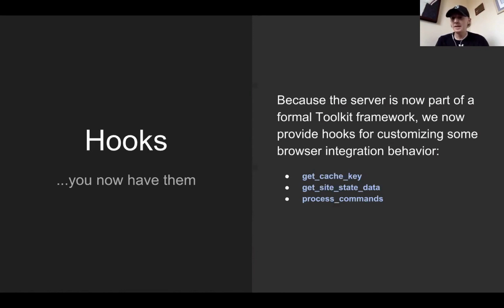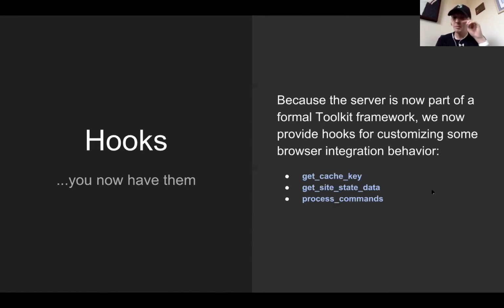What the get site state data hook method allows you to do is add additional conditions on top of that. So if there is additional work you want to do to help determine whether the cache entry is valid or not, or whether it should be dumped and regenerated, you have the ability to customize that behavior.